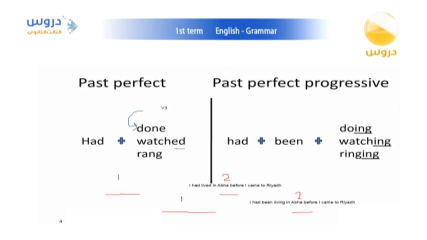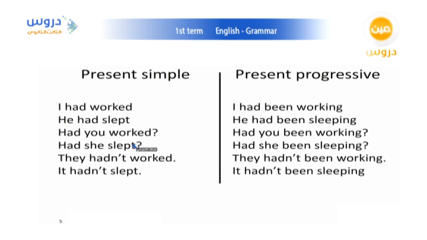It's a past perfect. Let's move now to another slide, and here we have examples, more examples. I had worked. This is a past simple. He had, and here we have to reverse to make had at the first place. Had you worked? Had she slept? This is the verb 3. So let's underline the verbs here. These are the verb 3. And here with the negative form, they hadn't worked, it hadn't slept.